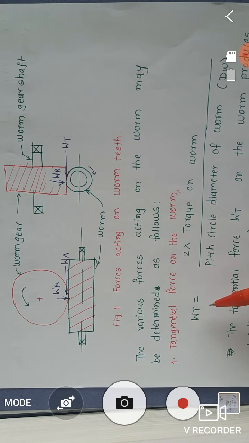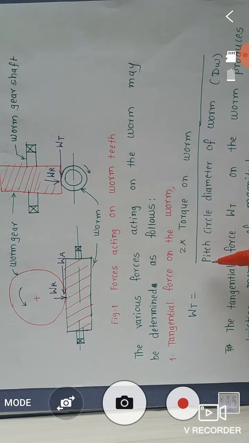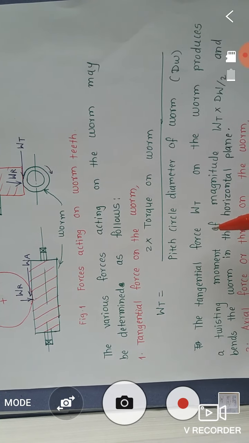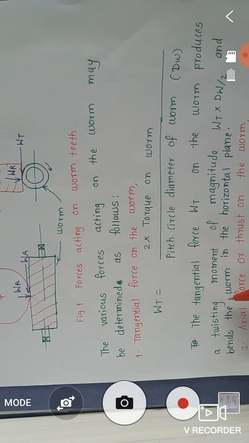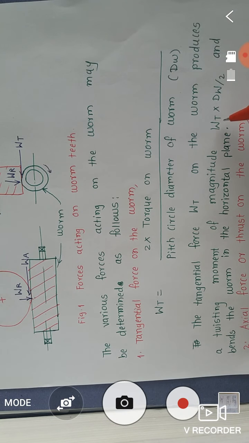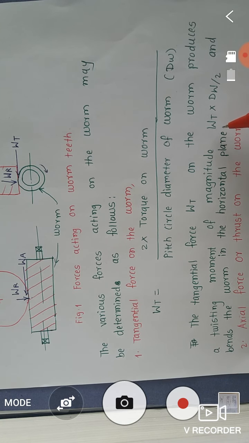The tangential force is indicated with the symbol WT. WT is equal to 2 times the torque on the worm divided by the pitch circle diameter of the worm, which is indicated with dW. The tangential force WT on the worm produces a twisting moment of magnitude WT times dW upon 2, where dW is the pitch circle diameter of the worm, and bends the worm in the horizontal plane. So this is about the tangential force.